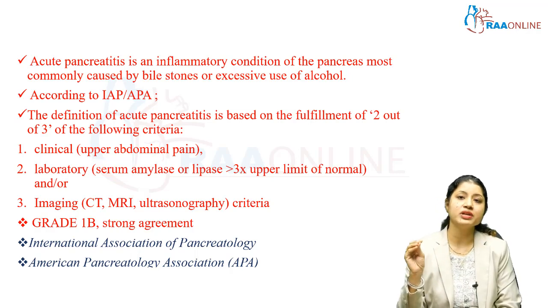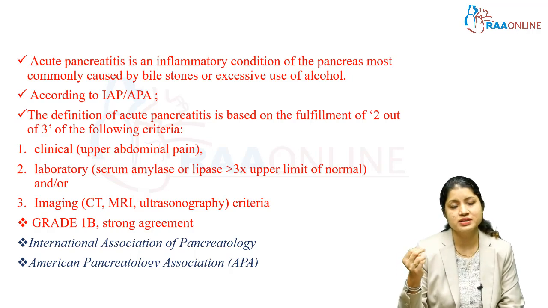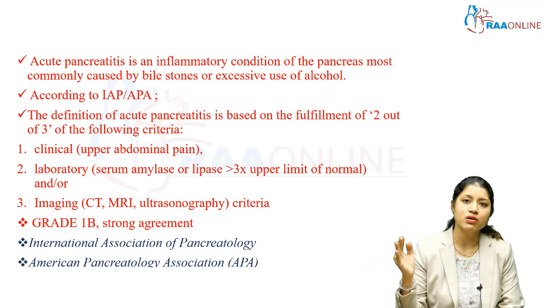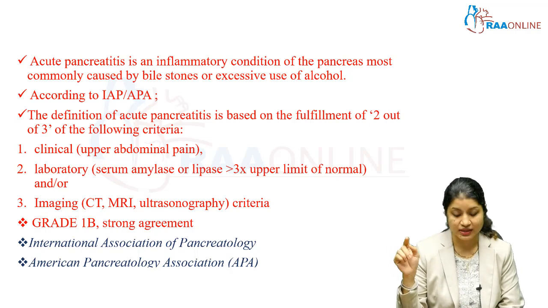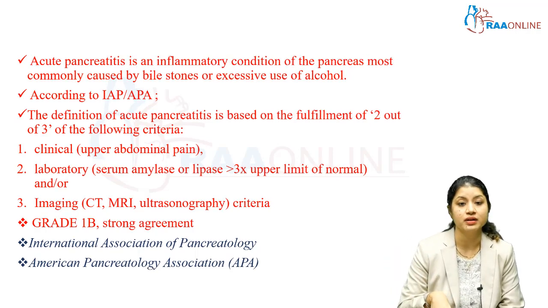So the IAP or APA defines that 2 of the 3 criteria should be fulfilled, that is either upper abdominal pain, or an increased amylase or lipase, or a radiological imaging which shows that there is an inflammation of the pancreas. And this is a grade 1B recommendation which has got a strong agreement.